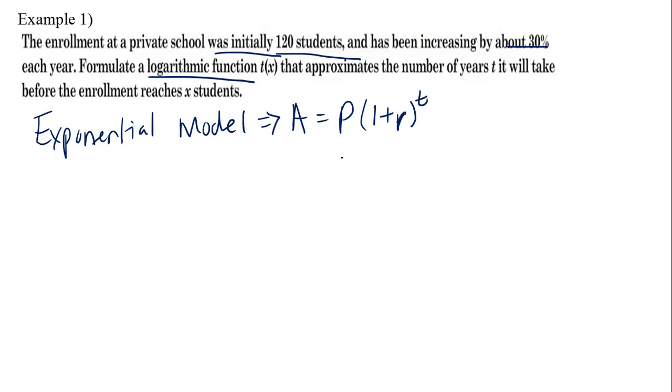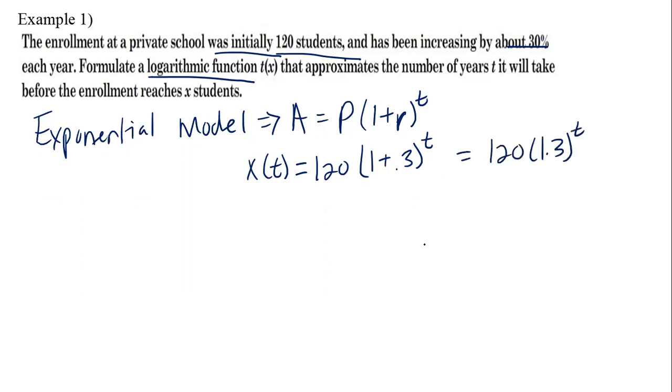Y'all remember kind of doing this in 7.6? All right, so for this problem in particular, instead of it being t of x, it would be x of t equals, and what's our initial amount? 120. And what is the rate we're growing at? 30%, so 0.3, right? So our exponential model is 120 times 1.3 to the t.